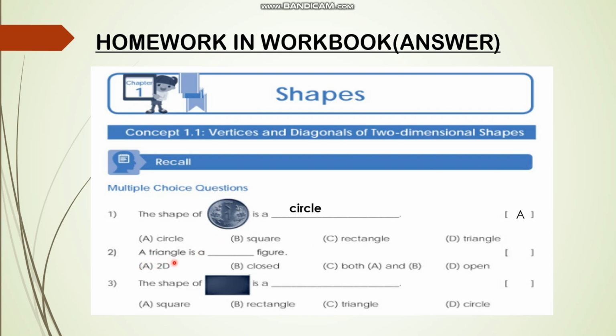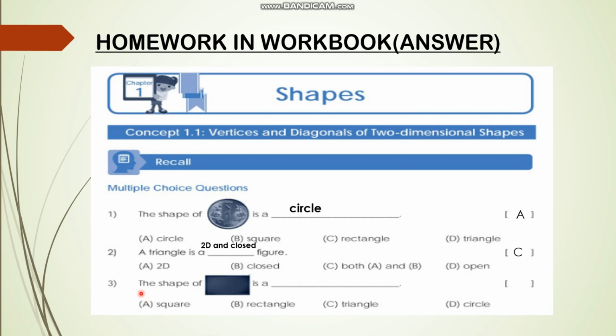Second question, a triangle is a dash figure. Which type of figure is triangle? Is it a 2D shape? Yes, it is a two-dimensional shape. And is it closed? Yes, a triangle is a closed figure also. So, both A and B are right for triangle. Okay, so we can write option C, and that is 2D and closed figure. A triangle is a 2D and closed figure. Okay, option C is the right answer.